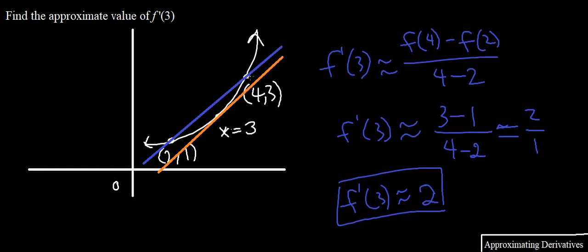And, well, the slope of a line, we're given 2 points, so it's just rise over run. So y2, which is f of 4, minus y1, which is f of 2, over x2, which is 4, minus x1, which is 2. F of 4 is 3, f of 2 is 1, 3 minus 1 is 2, 4 minus 2 is... oh my gosh, 4 minus 2 is 2. 2 divided by 2 is 1. My bad, I definitely missed that as I was making this. So f prime of 3 is roughly 1.